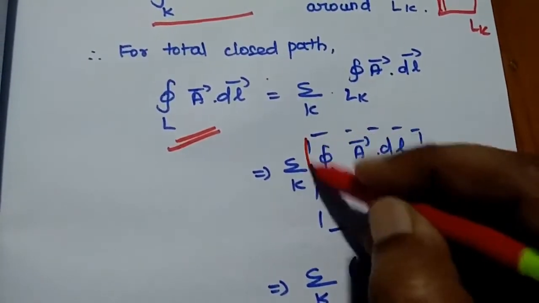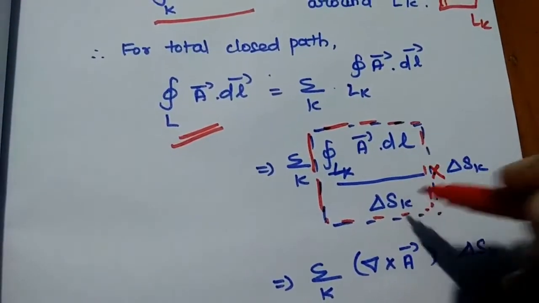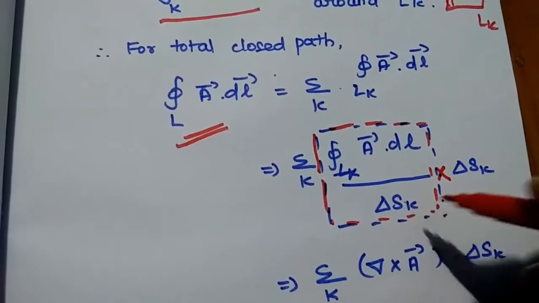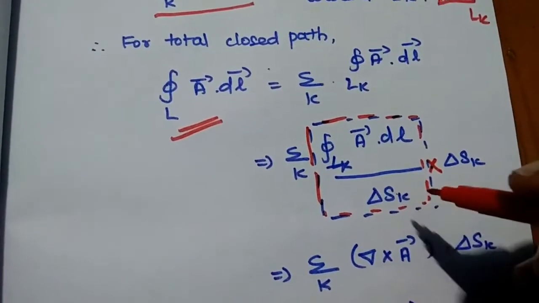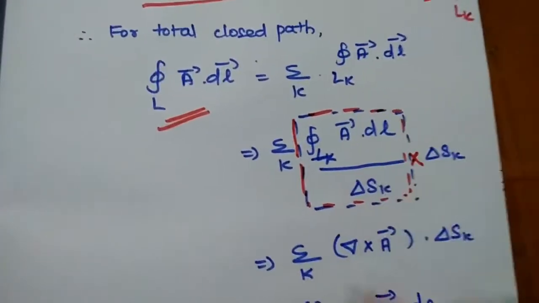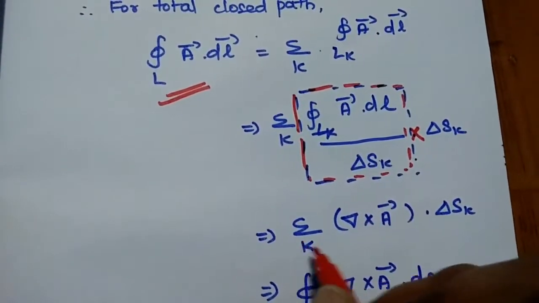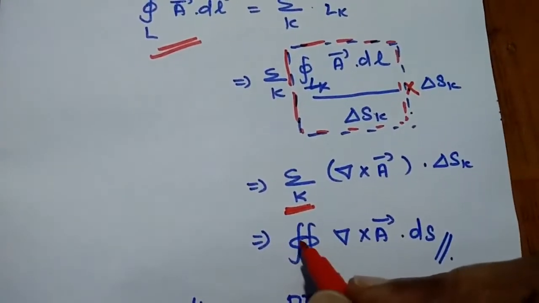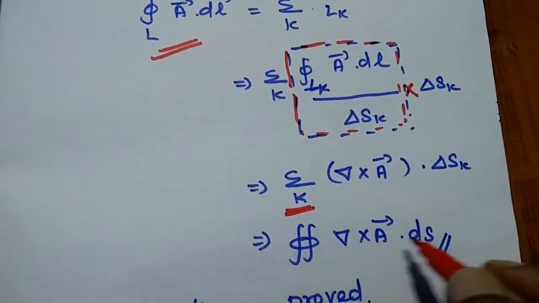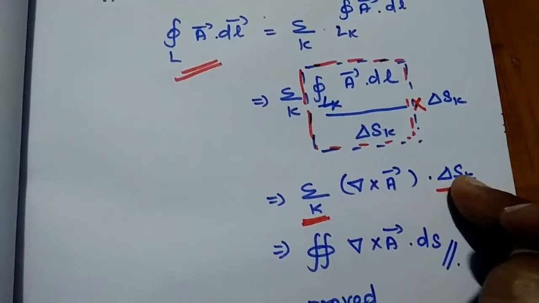Why? We know that the circulation per unit area is nothing but curl. The circulation per unit area is called the curl of that field, so we can replace it with the formula for curl, del cross A. So the summation over k of del cross A into del Sk. Summation over the loops is nothing but the surface integral. So the surface integral of del cross A dot ds, where del Sk becomes ds. This is for the particular cell.